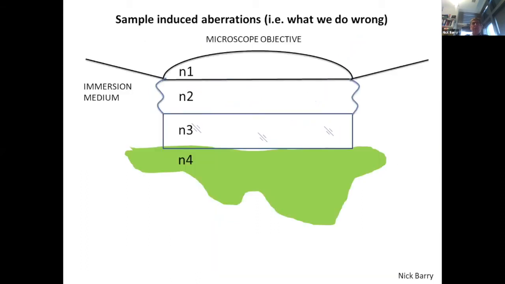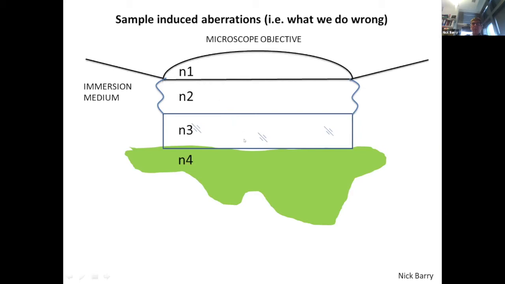If we think about an objective here up at the top of the image, we've got the last element of the objective, a lens with its own refractive index, some immersion medium, a cover slip, and then the sample. So we've got these potential different refractive indexes, and they all look conceptually like slabs of material.